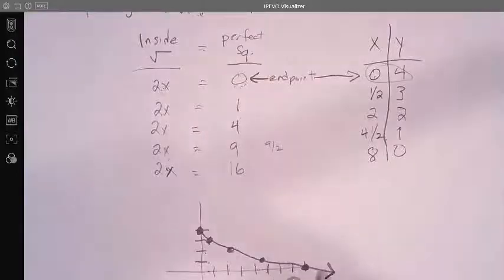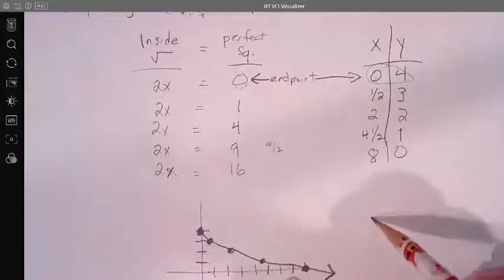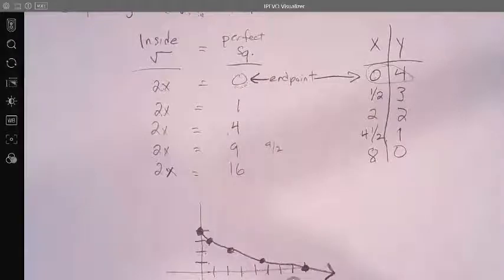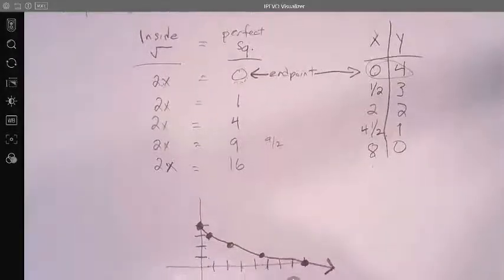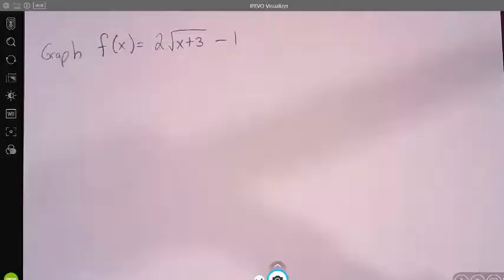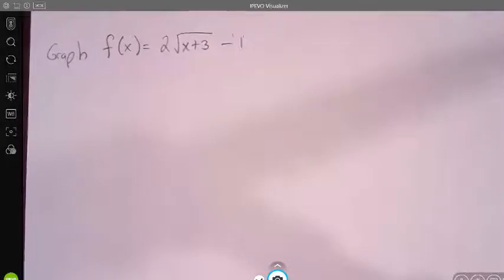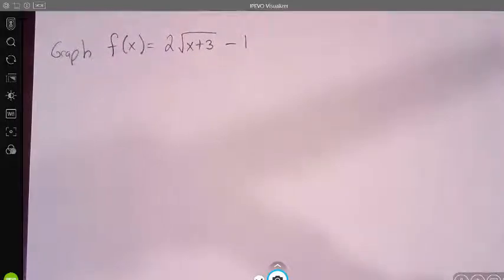And my graph would continue this way, because I could continue plugging in x values. And my y values would continue to decrease. In the next example, they give us f of x instead of y, but that's okay. I'm going to treat it just like it were a y coordinate or a y variable.